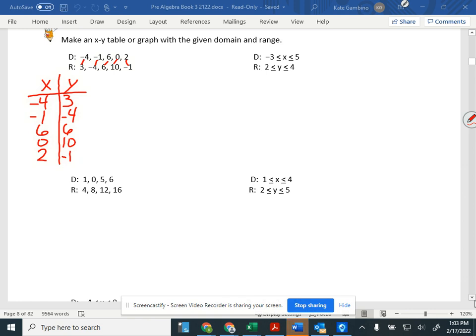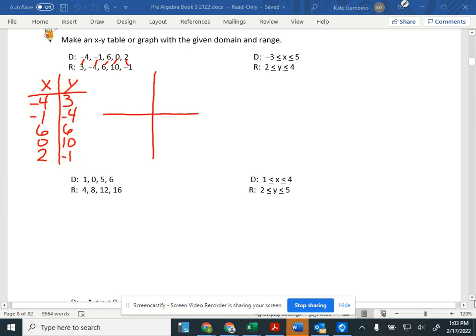I'm sorry, what? I don't know what you're talking about. Oh, you're talking about the inequalities? Less than or equal to? We'll go over that. So how would I graph this?